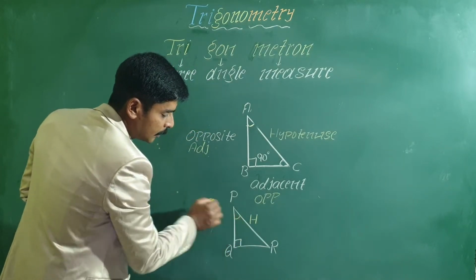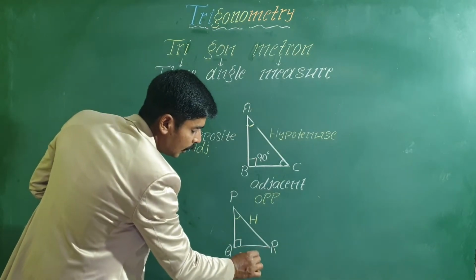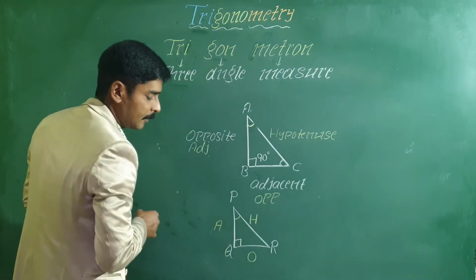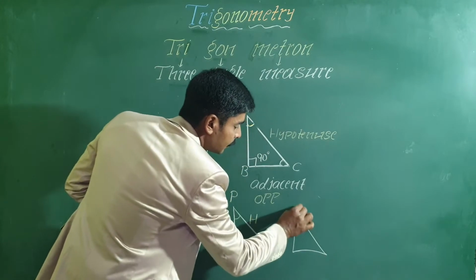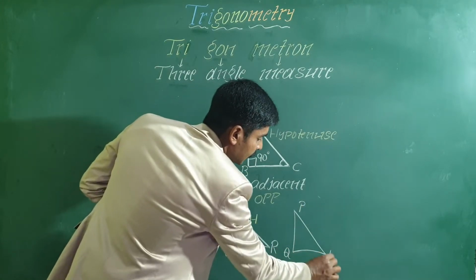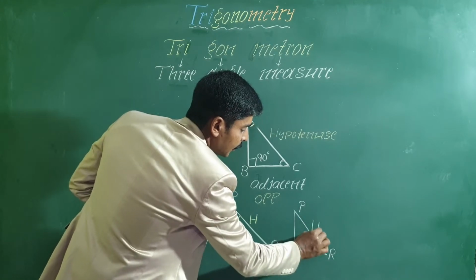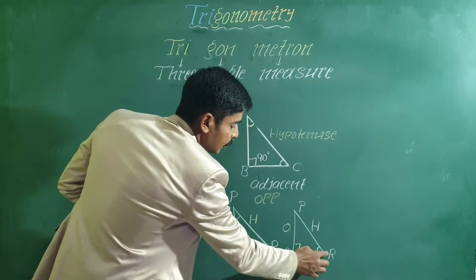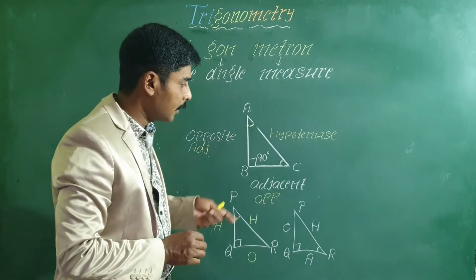With respect to this angle P, QR will be the opposite side and PQ will be the adjacent side, right? If I am talking with respect to angle R, then this will be the hypotenuse. With respect to angle R, this will be the opposite side, QR will be the adjacent side. Is this point clear?